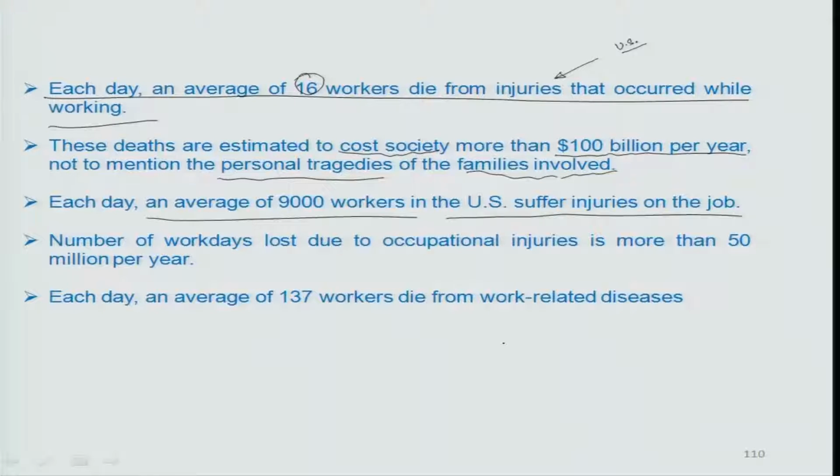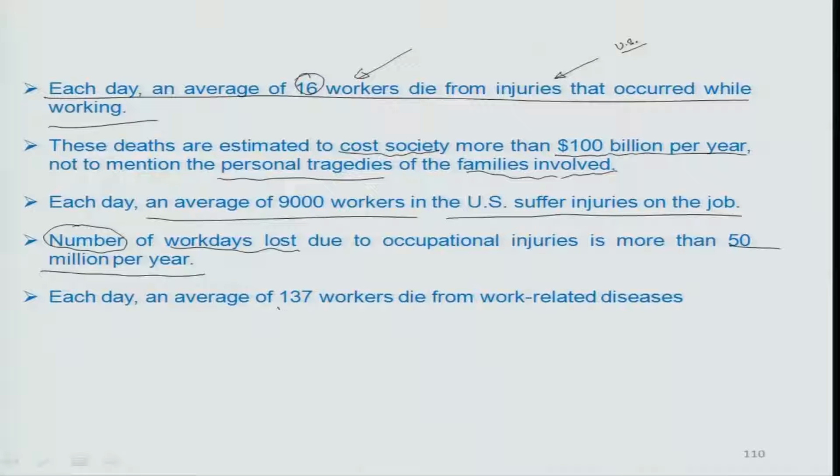Each day an average of about 9,000 workers in the US alone suffer injuries on the job, apart from these deaths which are fatal casualties. There are obviously many fallouts, including work days which are lost because of such occupational injuries. From the OSHA data, the number of work days lost in the United States is close to about 50 million per year, primarily because of occupational injuries.